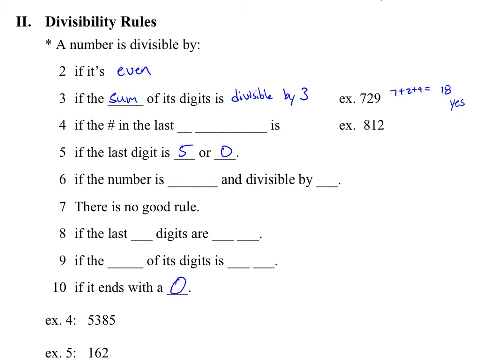I'm only asking, is it divisible, yes or no, at this point. Okay. Actually, let's do 9, because 9 is very similar to 3. If the sum of its digits is divisible by 9, and I just use the division sign there, okay? Instead of writing the word out.